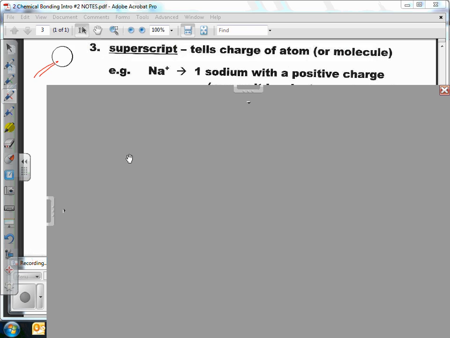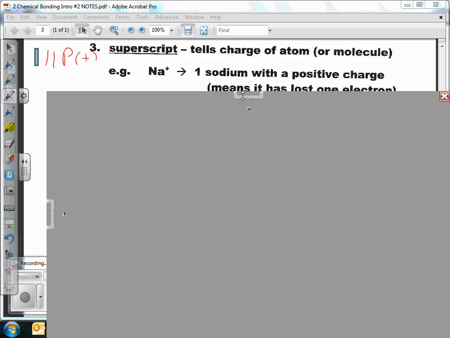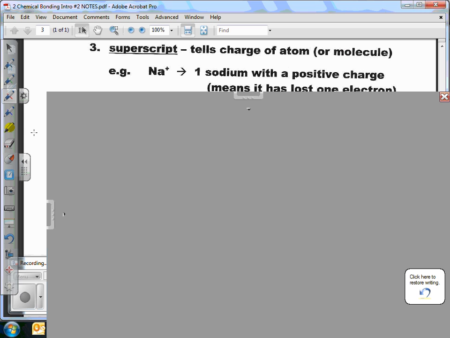So elements start out, for instance, let's look at sodium. Sodium has 11 protons, and that's 11 positives. And it also has 11 electrons. That's what we did last time.